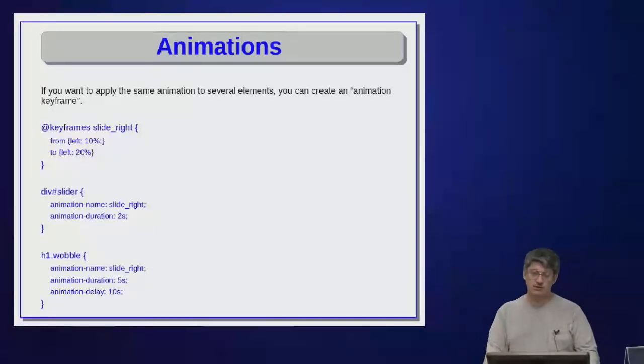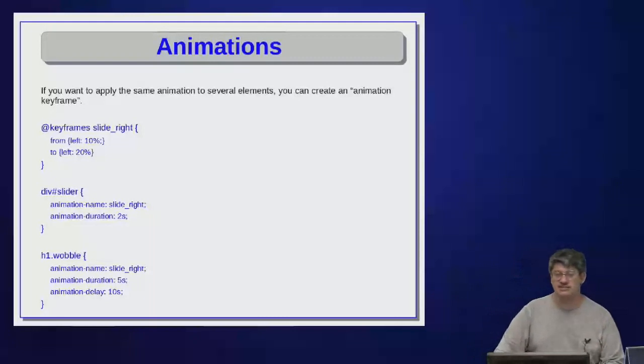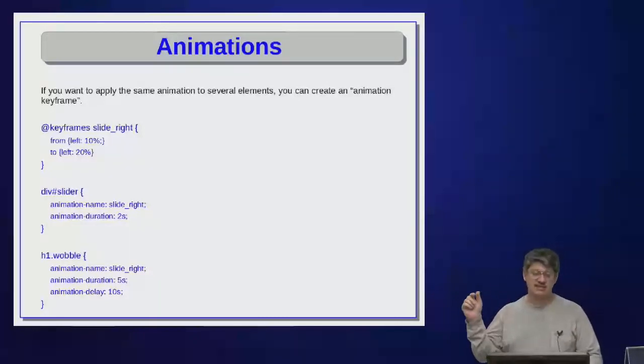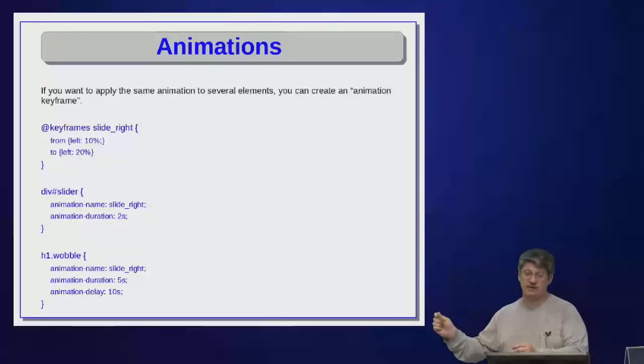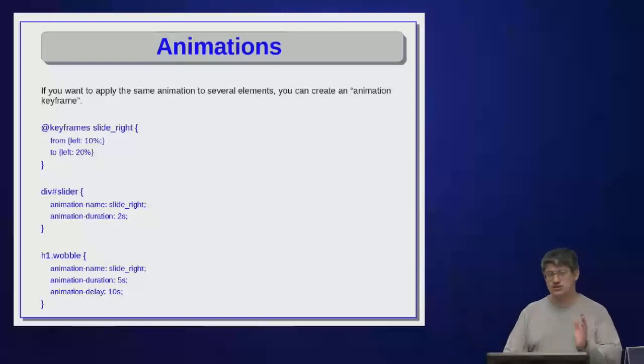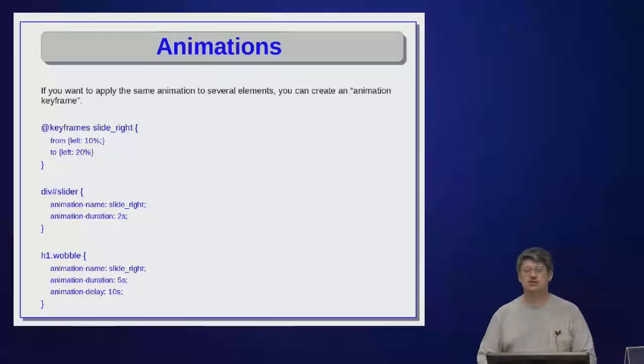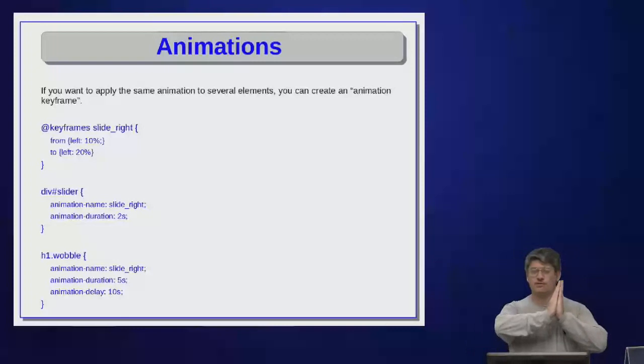And so how would I use that? Well, here I've created another CSS rule, div#slider. That's going to match only div tags, and it'll only match them if their ID is slider. And so we can apply the slide right animation by saying animation-name: slide_right. And then I can set the duration of the animation to be 2 seconds. So over the course of 2 seconds, it's going to move from 10% of being on the left to 20% of being on the left.